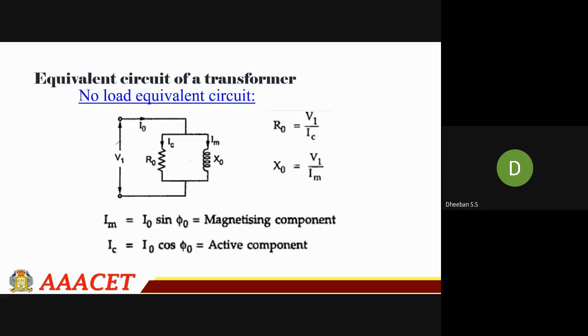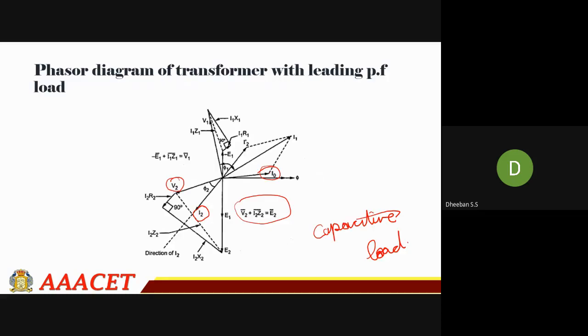Okay. So at the next topic, we'll be discussing the equivalent circuit of the transformer.